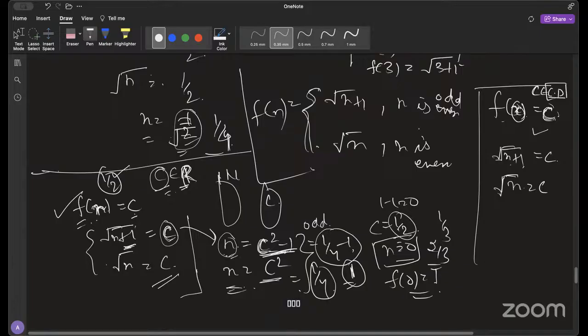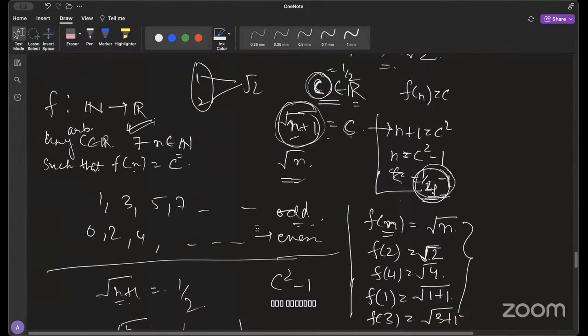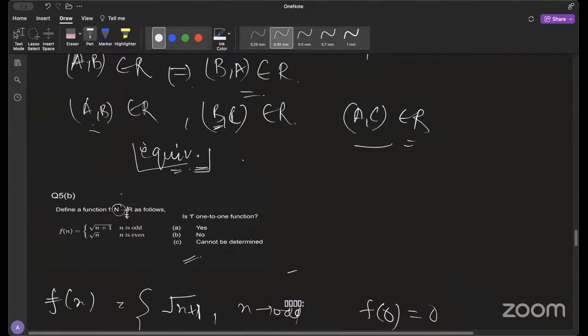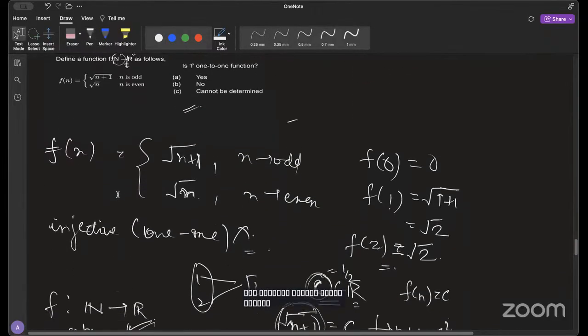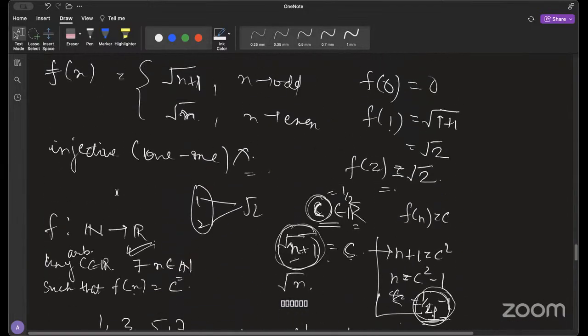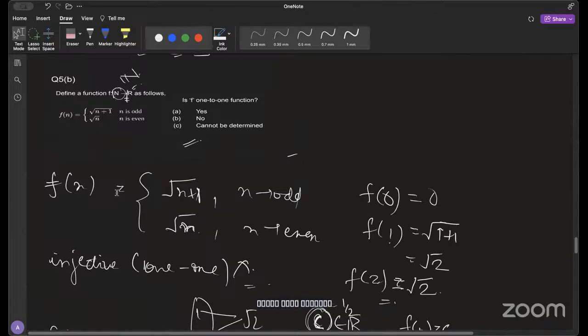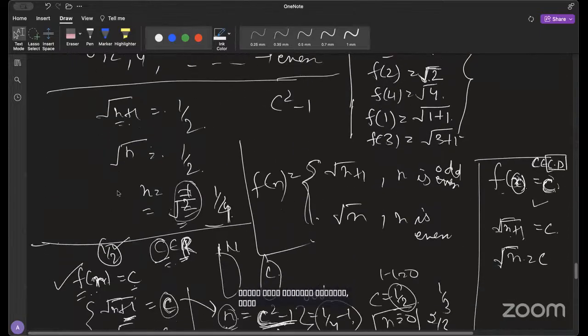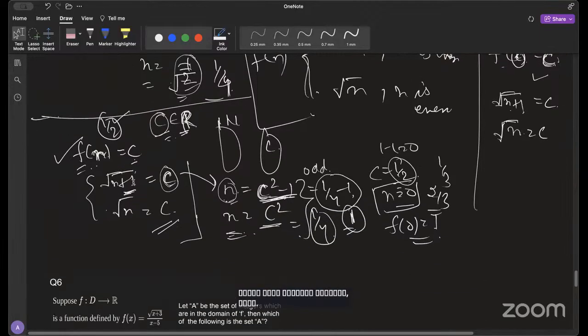Ma'am, where do they say n is a natural number in the question? The function says here, no? This is n only. This is the set of natural numbers. I know the notation is not correct, but it's n. Okay, ma'am. So, ma'am, would the answer be no? Yeah, it's not an onto function. It's not a one-one function either. All right, ma'am, not one-one, not onto. Can we move on to the next question?